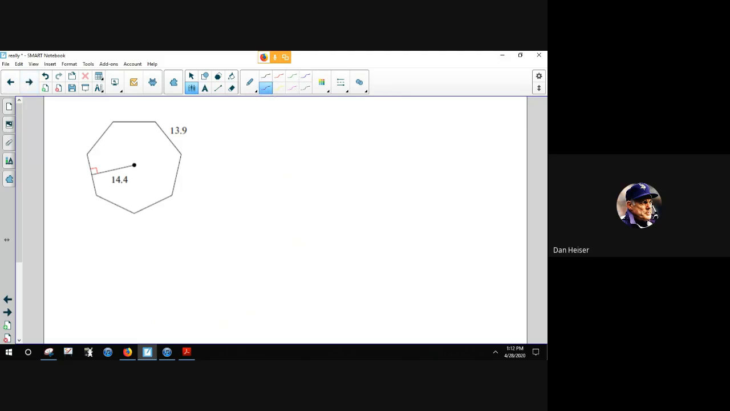Let's take a look at some examples. We're going to assume that the polygons that are coming up here are all regular. So find the area of this regular polygon. We will assume this is regular. Well, we need to determine what A, S, and N are.